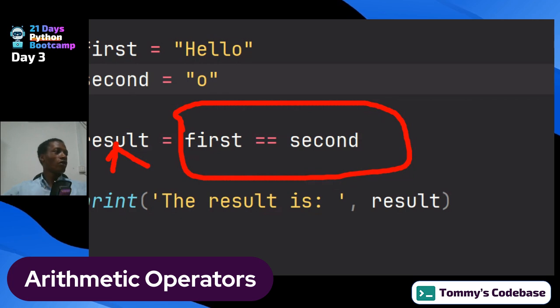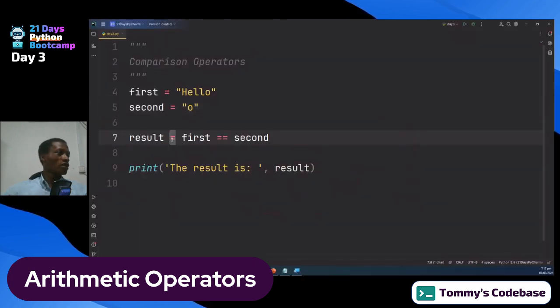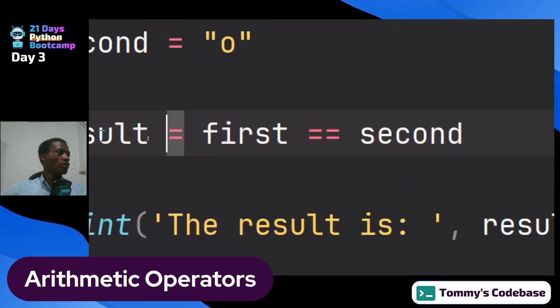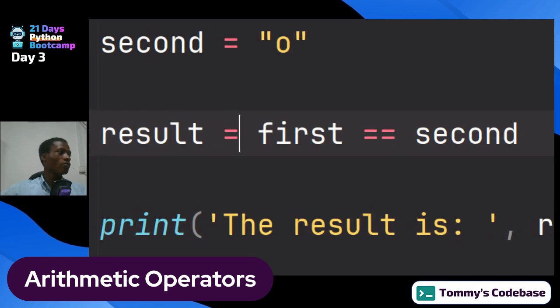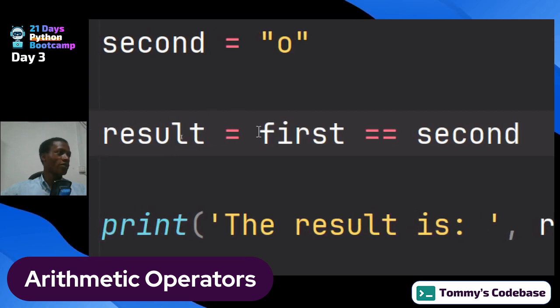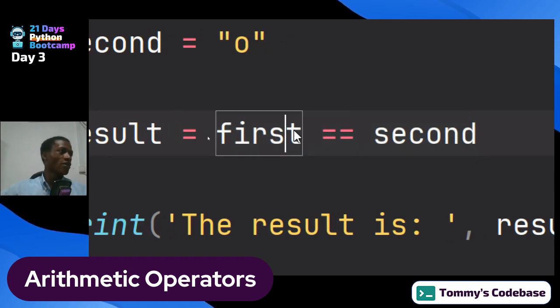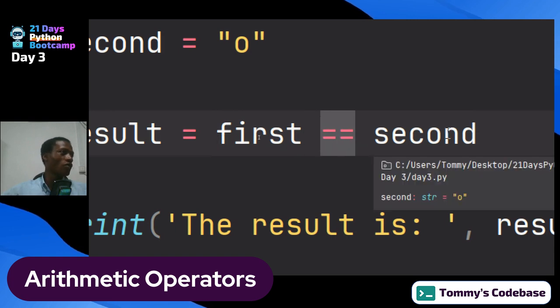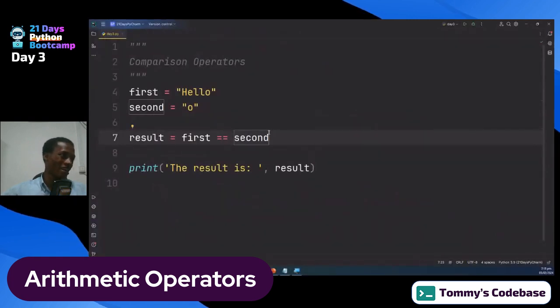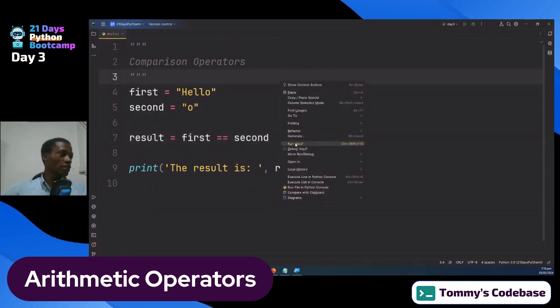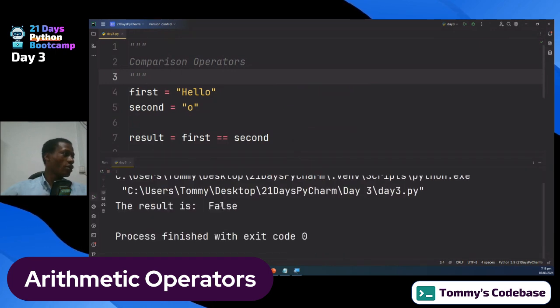So it shouldn't confuse you. This first equal sign here is just to say that we are declaring a variable called result, and the value should be the evaluation of the thing at the right-hand side. For what is at the right-hand side, we are just trying to compare whether these two values, first and second, are exactly the same. So let us run it and see. It says the result is false.